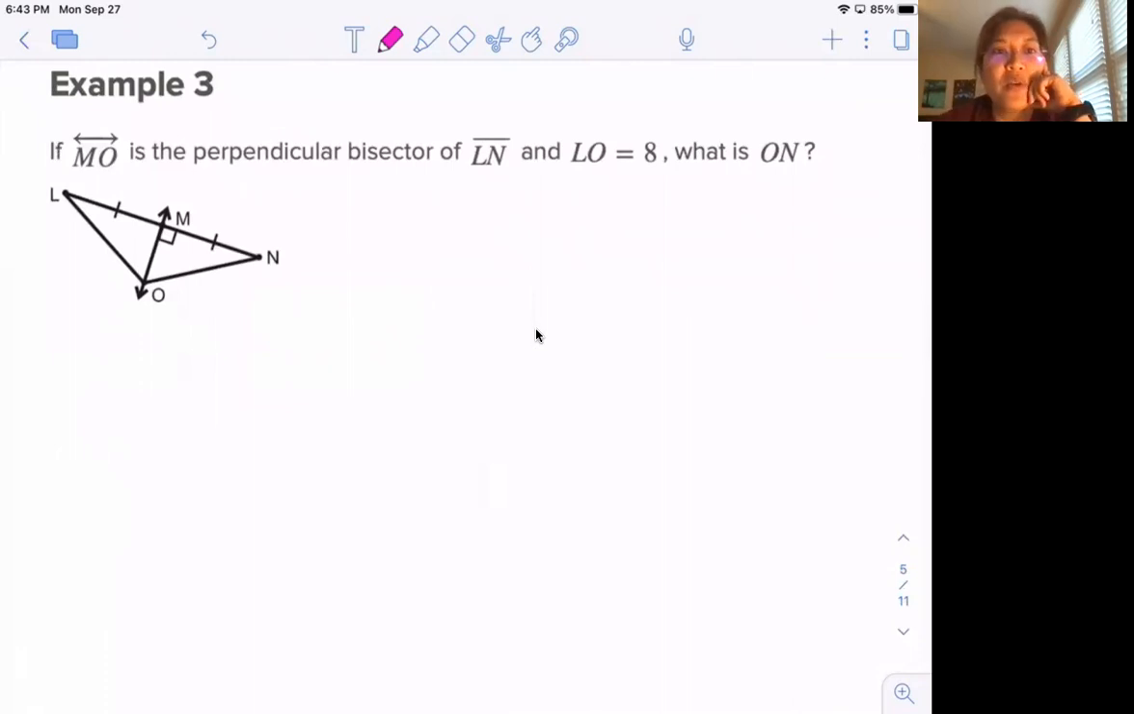All right, example 3. MO is the perpendicular bisector of LN. So I know MO is perpendicular to LN.